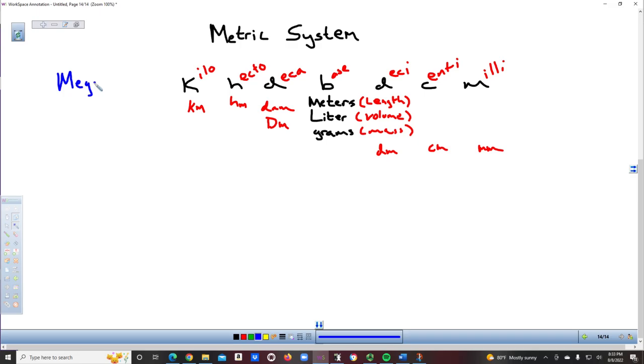All right, so there are units bigger than kilo, and those are megas, whether you have a megameter or a megaliter. And so 1 megaliter will be 1,000,000 times bigger than a liter.